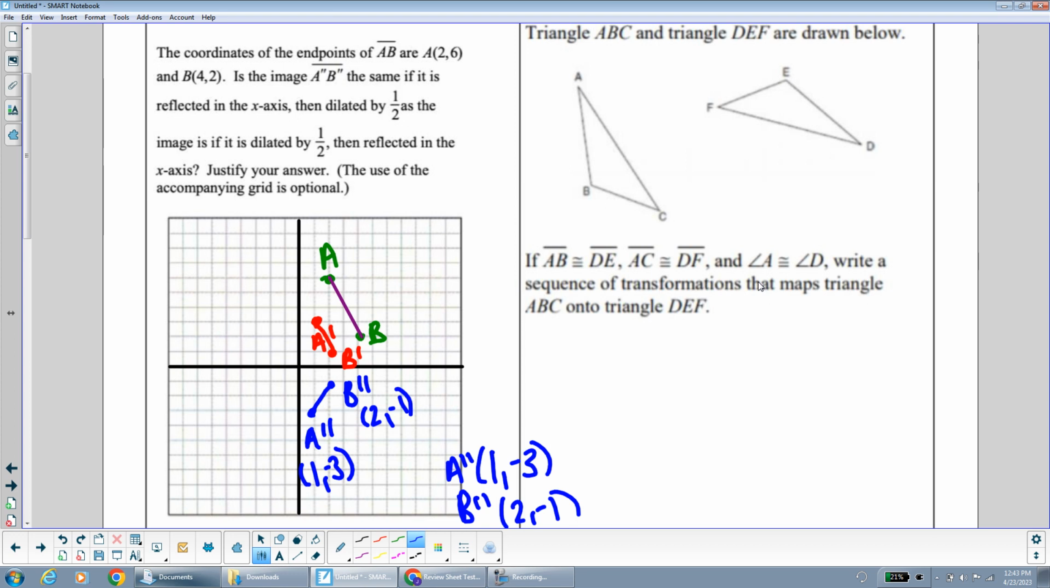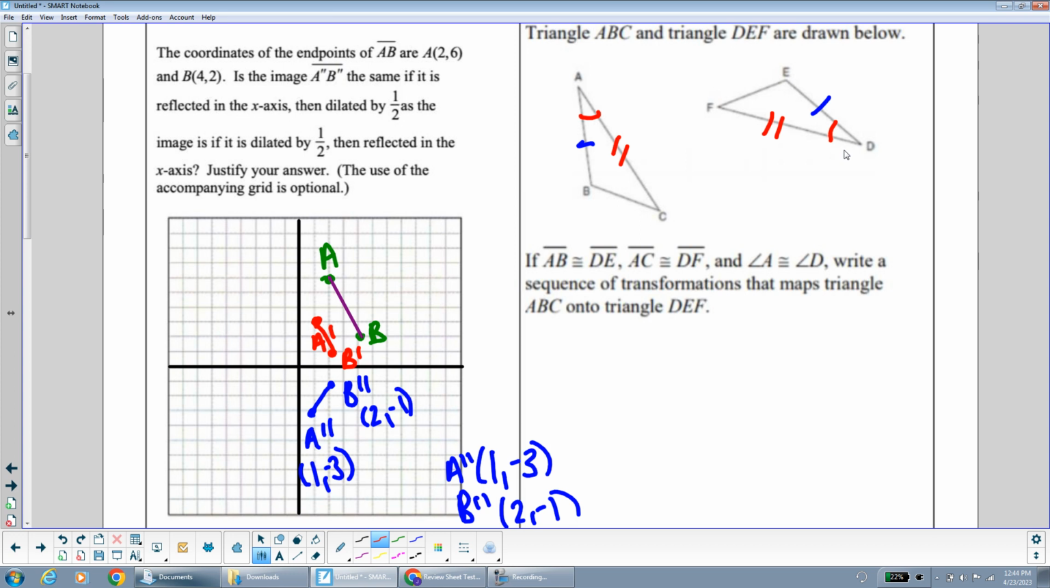So if AB is congruent to DE, AC is congruent to DF, and angle A is congruent to angle D, write a sequence of transformations that maps triangle ABC onto triangle DEF. So with them telling us what's congruent between the two triangles, they're telling us what needs to match up at the end after the transformations. They're telling us what the corresponding parts are of the two triangles.